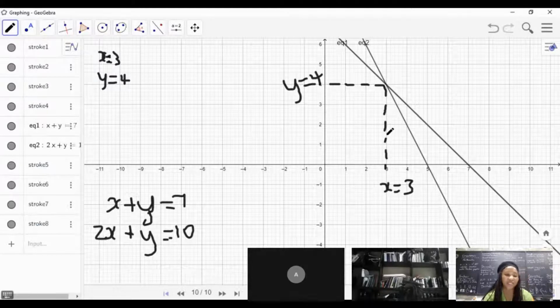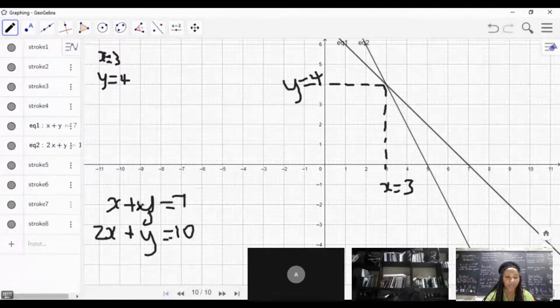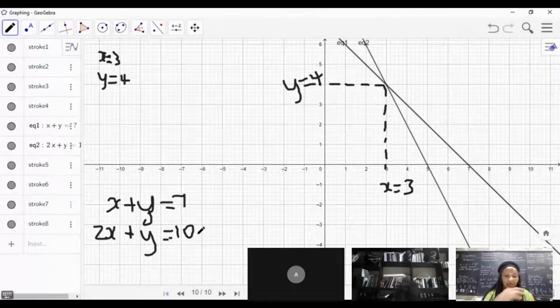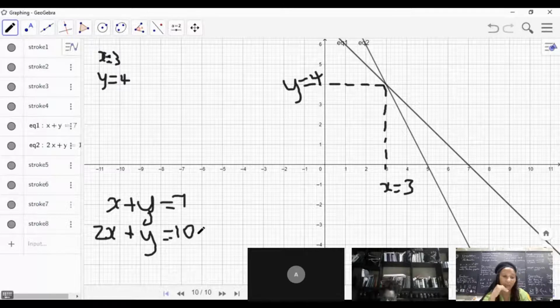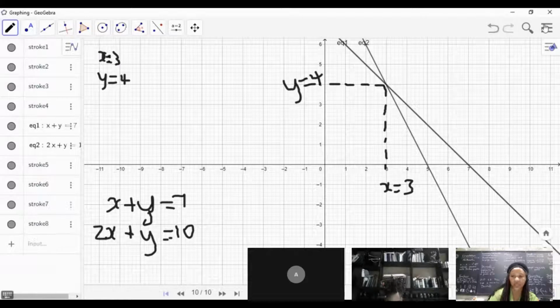And if we plug these values back into the original equations, so x is 3, y is 4, 3 plus 4 gives 7. 2 times 3 is 6 plus 4 gives 10. So substituting them back into the equation lets us know that we are correct.